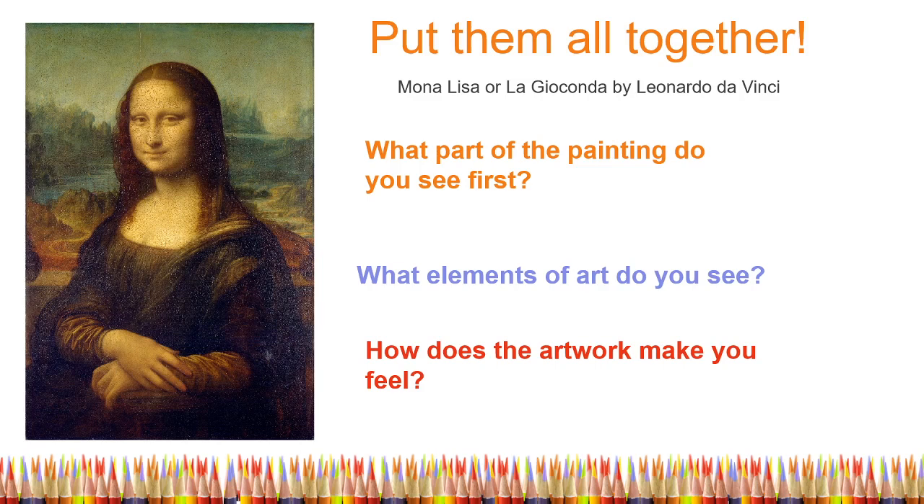So let's talk. What part of the painting do you see first? Now, most people are drawn to her face first. That would make her face the positive space. Everything else that's around her would be more like the negative space. That's not saying that it's bad, and that's not saying that her face is good. It's just where you look first.